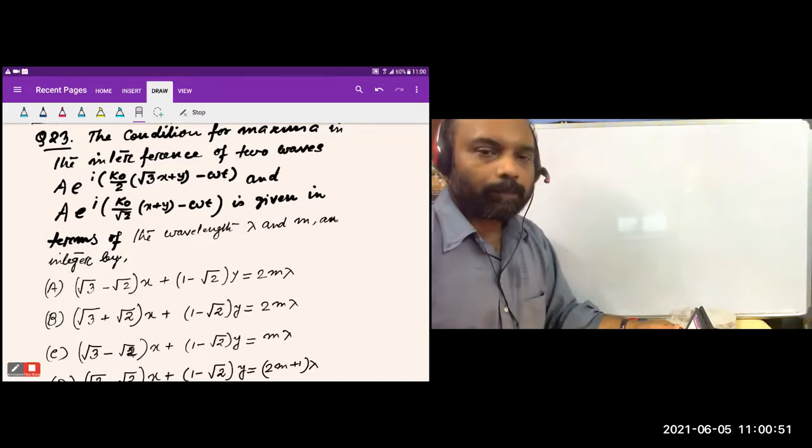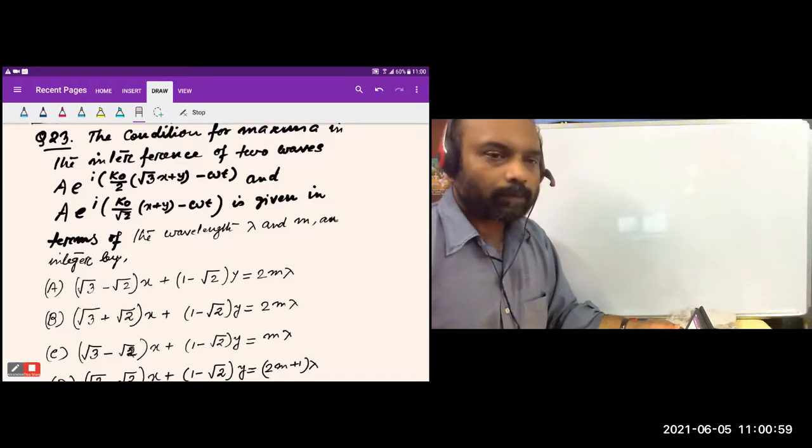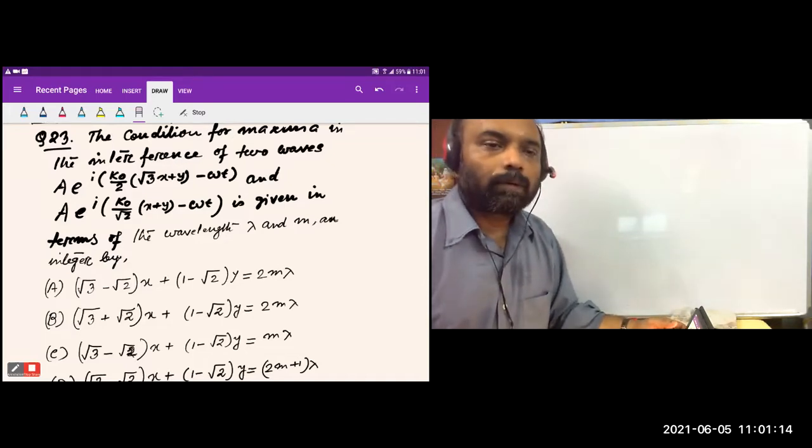Question number 23. The condition for maxima in the interference of two waves is given in terms of the wavelength lambda and m, an integer, by these four options. So you have to find out the condition for the maximum.